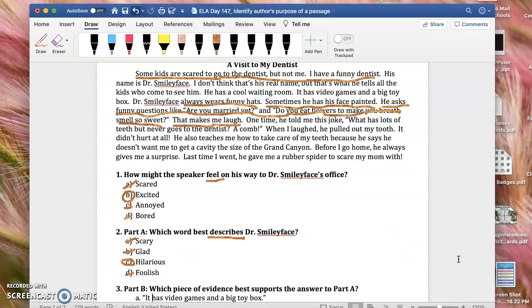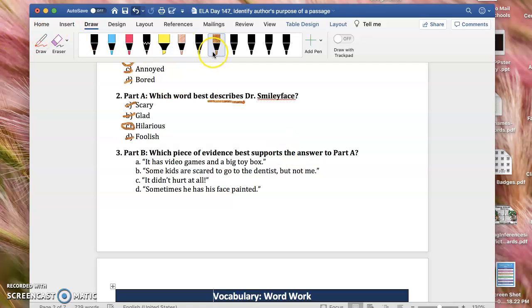But what evidence actually supports the fact that he's hilarious? When you look at these pieces of evidence, which one actually talks about Dr. Smiley? This, it says it has video games and a big toy box. Some kids are scared to go to the dentist, but not me. That's actually describing the author, or the narrator. It didn't hurt at all. That's describing the actual procedure. And then it's between A and D. I'm going to eliminate A because that's actually describing the waiting room. It's not describing Dr. Smiley himself. D would be the correct piece of evidence because him having his face painted describes Dr. Smiley himself. Okay? So if you guys had all of that, then you were correct.